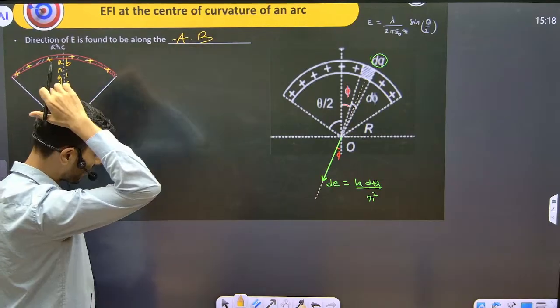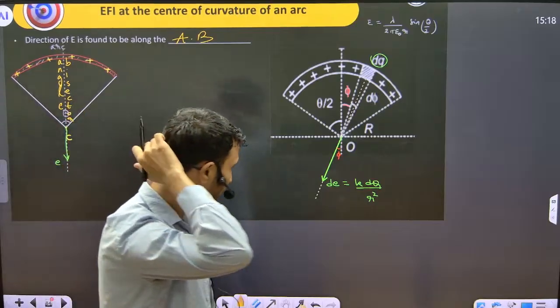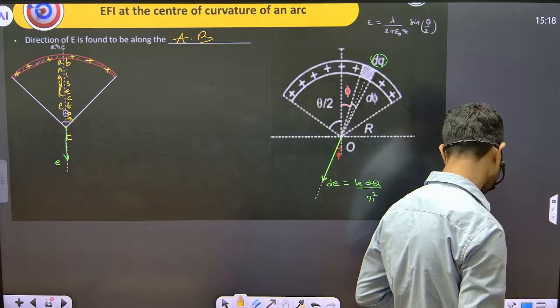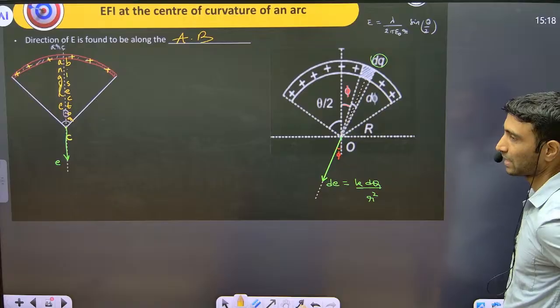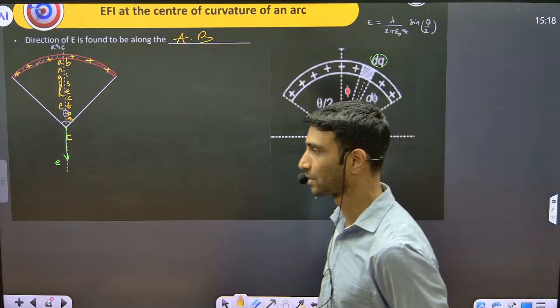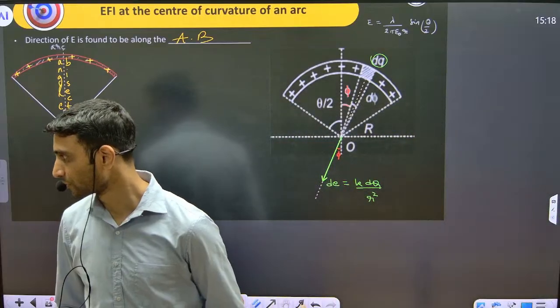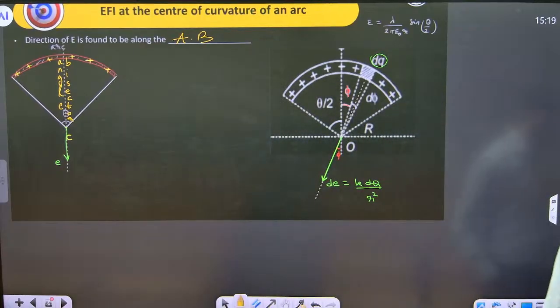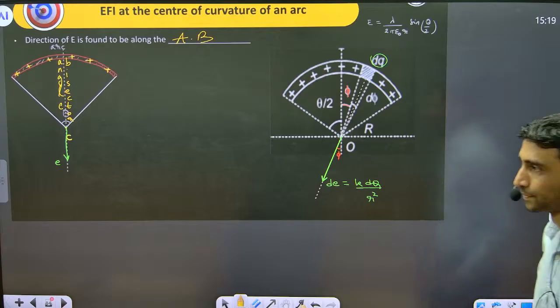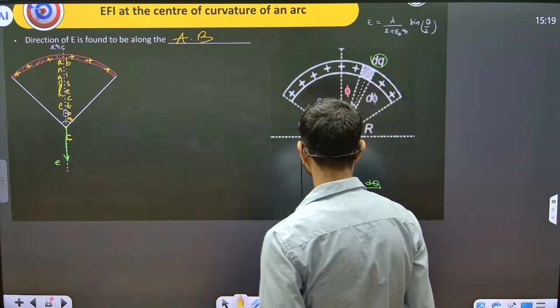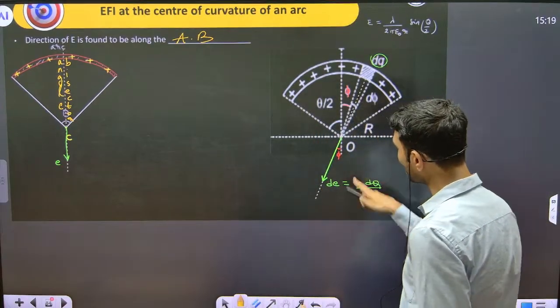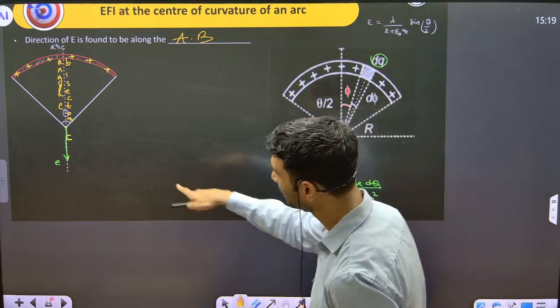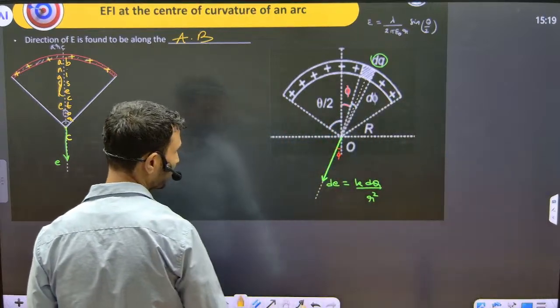A dot B, angle bisector, right? Full form I've written there, angle bisector. That's where the electric field lines are, right? Along the angle bisector. Alright. And angle bisector here is vertical, right? Like there it is vertical, here also angle bisector is vertical.